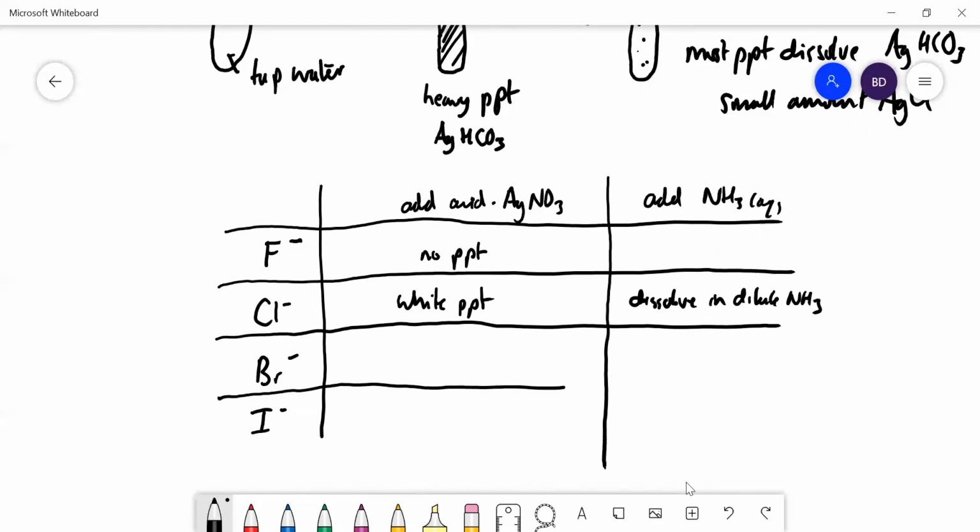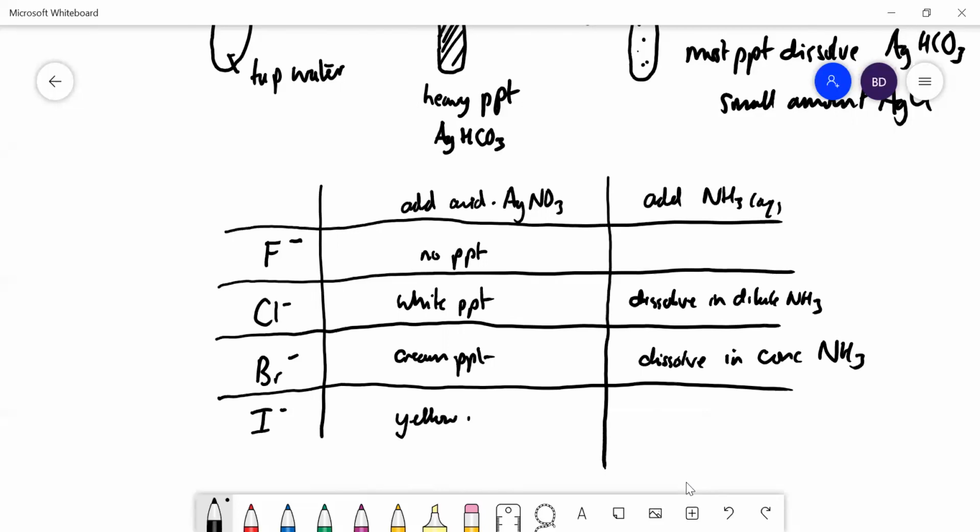Bromide gives a cream precipitate, and that will dissolve only in concentrated aqueous ammonia. You've probably guessed the trend continues: you get a yellow precipitate with iodide, and that is insoluble even in concentrated ammonia. So that is how you distinguish between chloride, bromide, and iodide ions. And if you test a sample, you can find out which of those it contains.